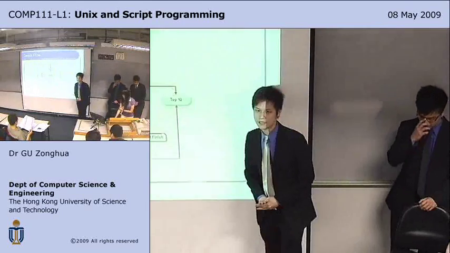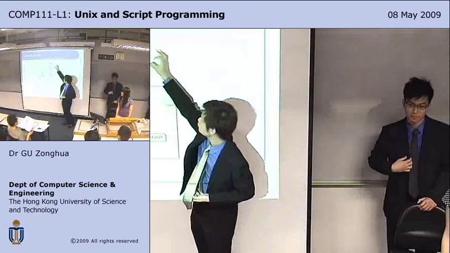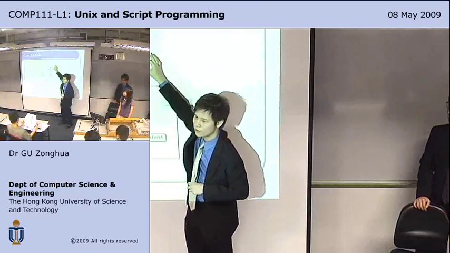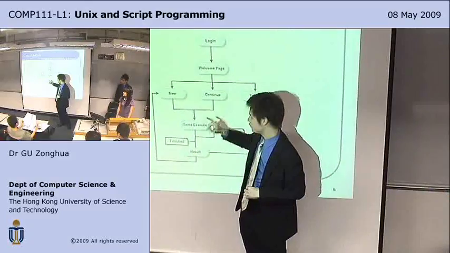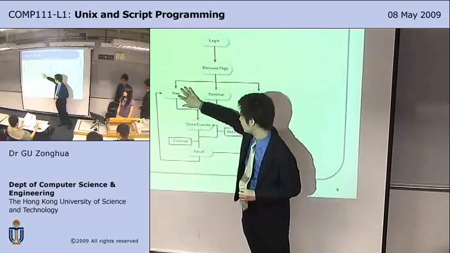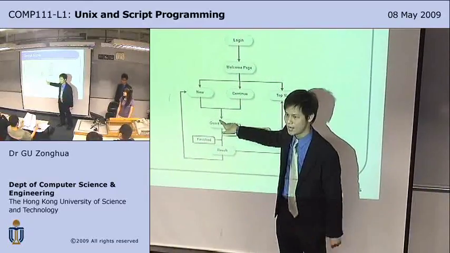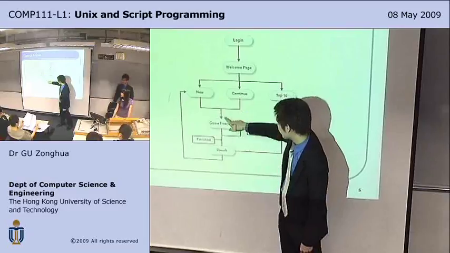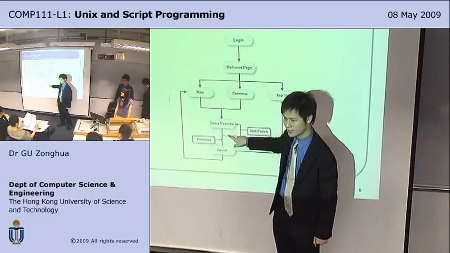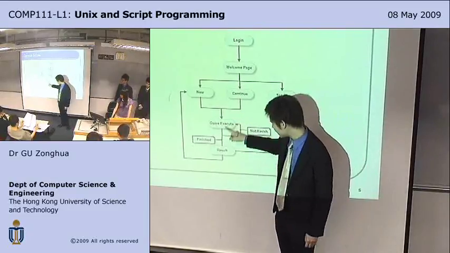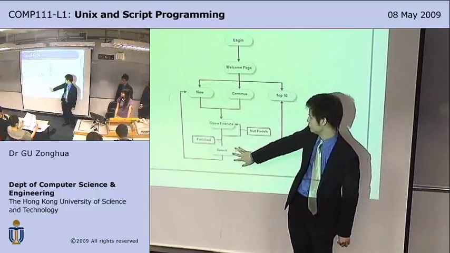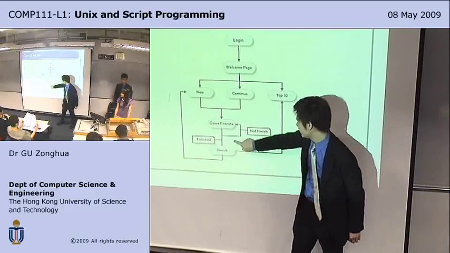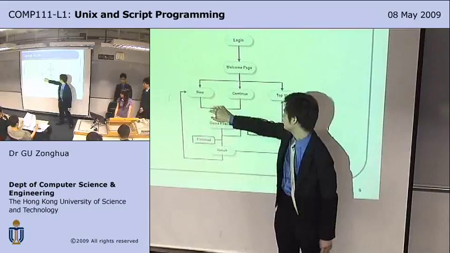Let me talk about the game flow. First, you need to log in as a new user or existing user, and you will be directed to the welcome page. Usually, you want to play a new game. Then here is the main part of our game, which directs you to play each round until you finish the game. Finally, when you finish the game, you will see the result, whether you win against the computer or lose to it. And then you can start a new game again.